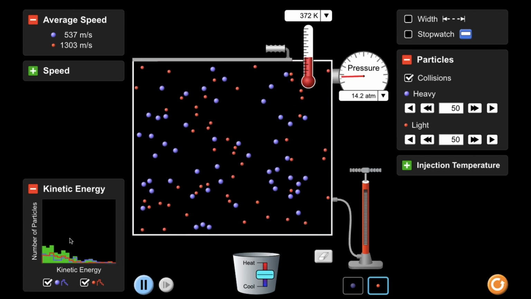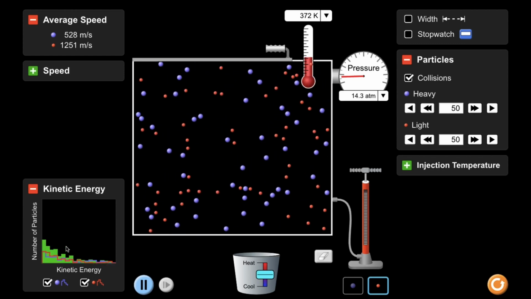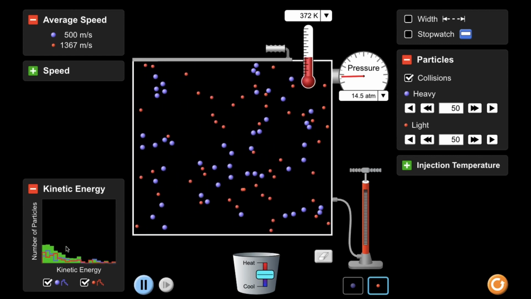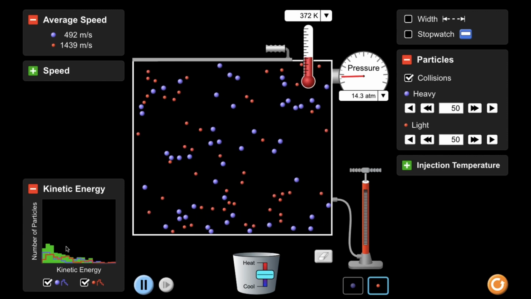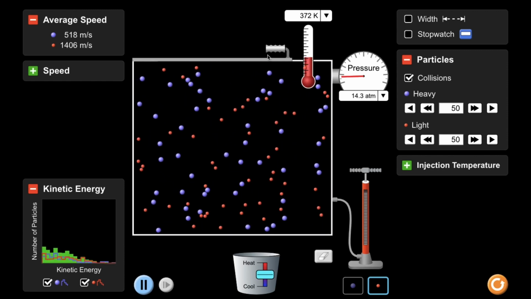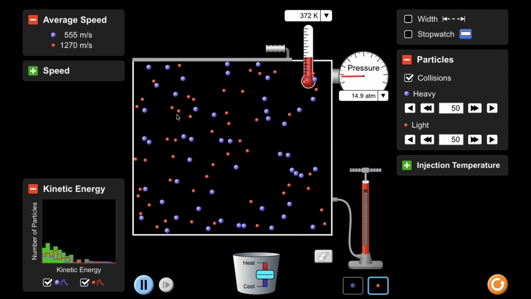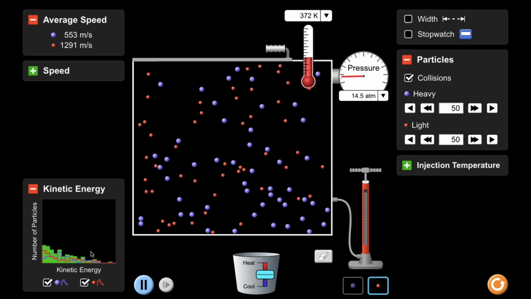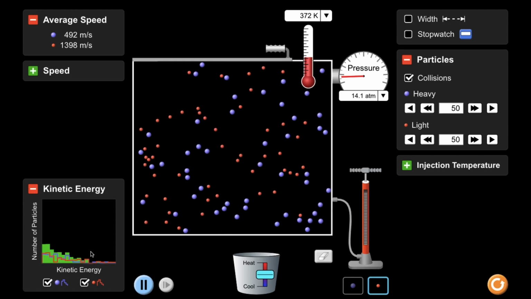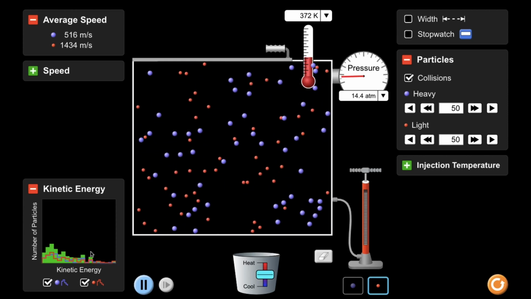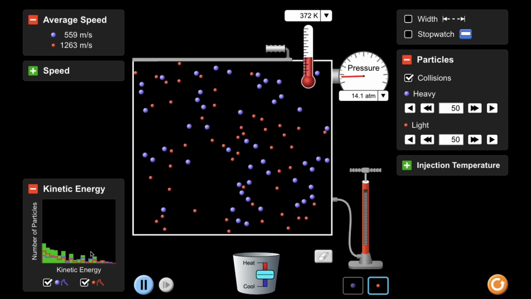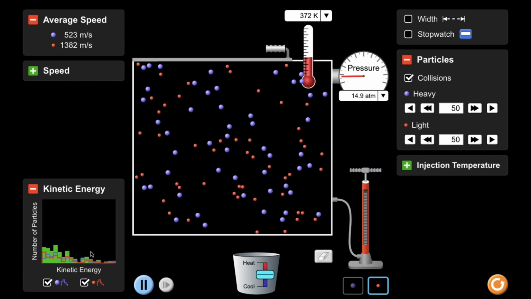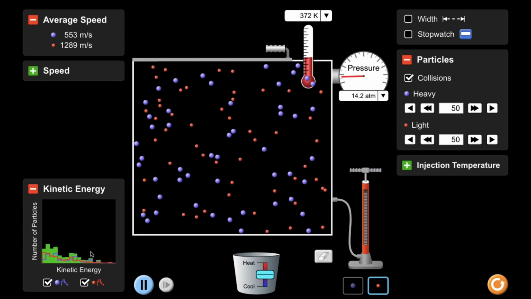And here you can see the kinetic energy graph where even though the count is the same, and the temperature is constant at 372 Kelvin, the kinetic energy is slightly varying. The reason is that they are continuously colliding on the walls. So theoretically it is the same. Practically, when you analyze the kinetic energy of gases, you won't get a steady graph.